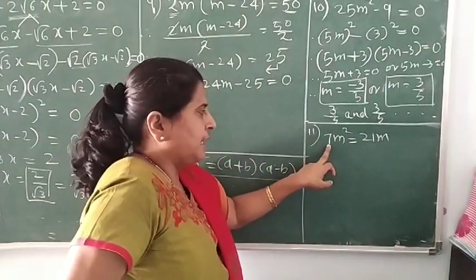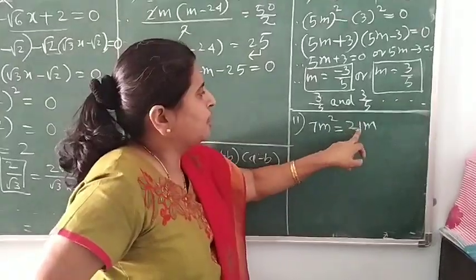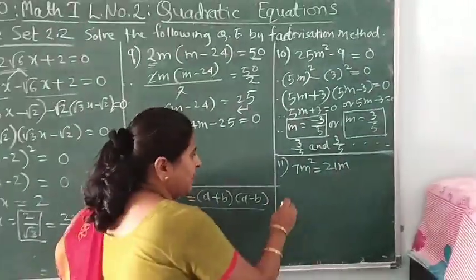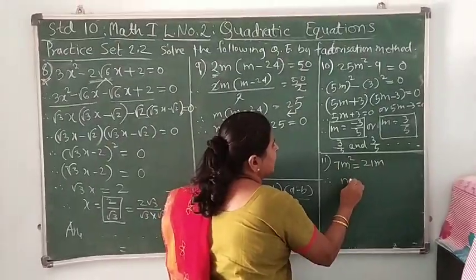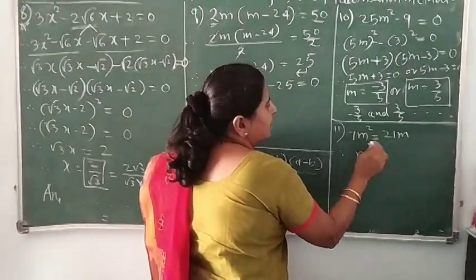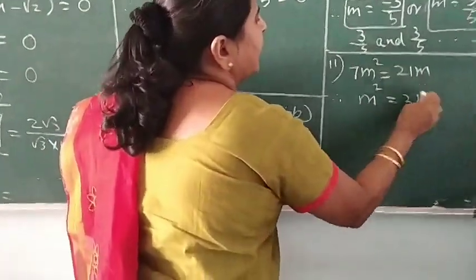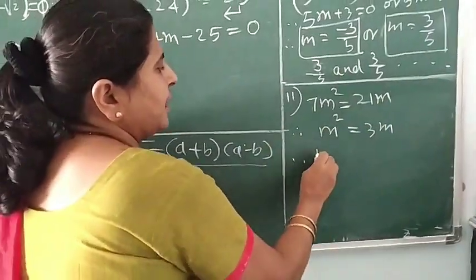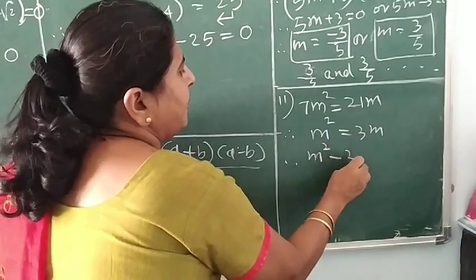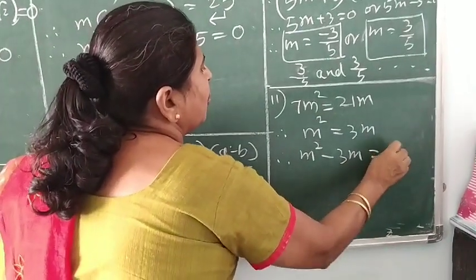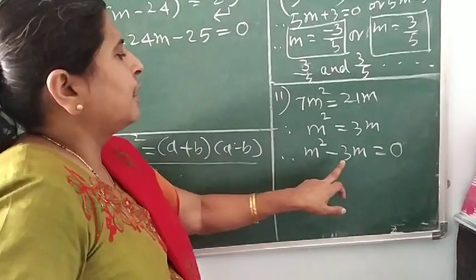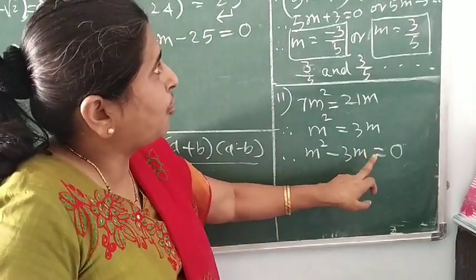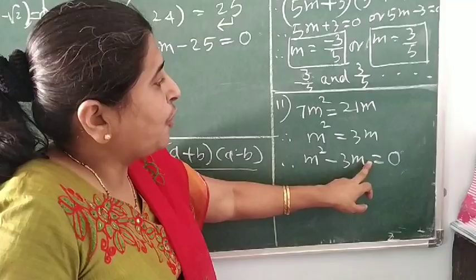If you observe the 11th sum, 7m square is equal to 21m. Now 7 and 21 are divisible by 7, so you can say m square is equal to 3m. We have divided both sides by 7. Now taking all the terms on the left side, you will get m square minus 3m is equal to 0. If you observe, there are again two terms. You have the m square term and the m term, but you don't have a constant term. So your value of c is 0.